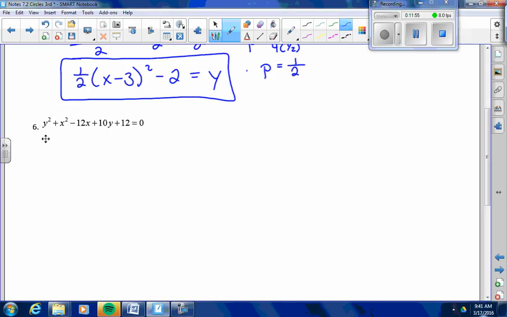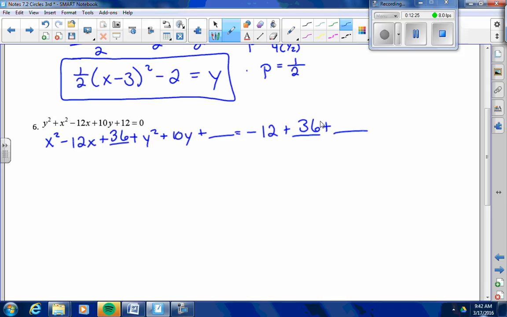I'm going to put my x's together, so x squared minus 12x, and I'm going to put my y's together, plus y squared plus 10y, and I'm moving the 12 to the other side by subtracting, so -12. Plus blank, plus blank. So the other side gets 2 plus blanks. Completing the square with the x's. 1/2 of 12 squared gives us 36. Completing the square with the y's. 1/2 of 10 squared is 25.